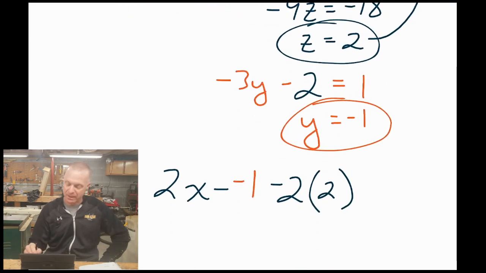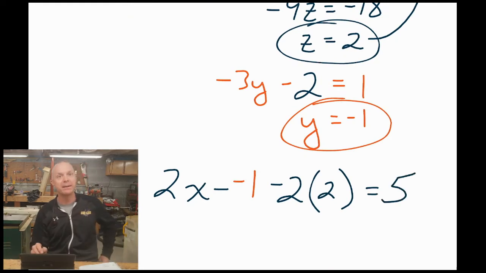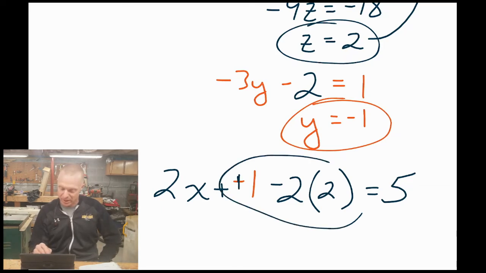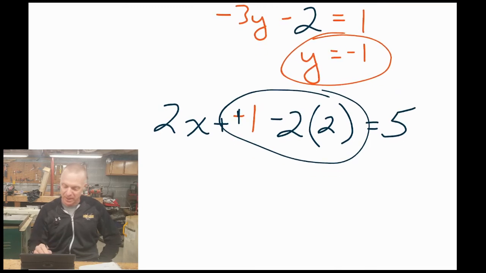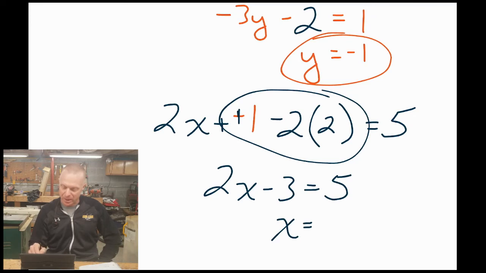This one equals 5. But the point here is that you plug back in to the original equation once you have your first two variables. Looks like we get some plus plus business here. I'm pretty sure that this plus 1 and this minus 4 is going to become a minus 3. And that means x equals 4.